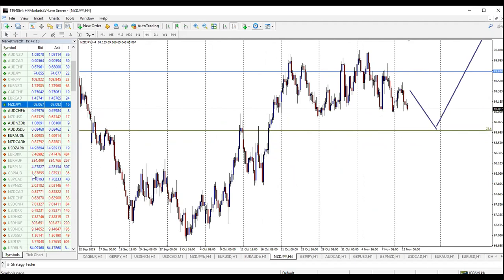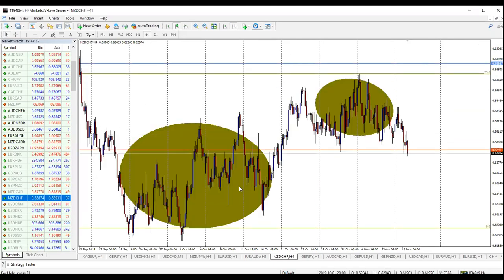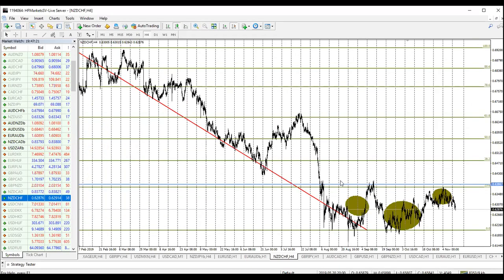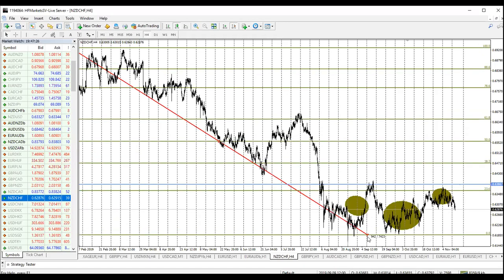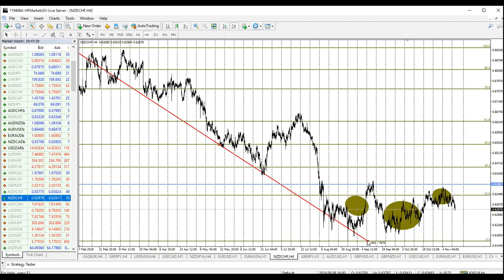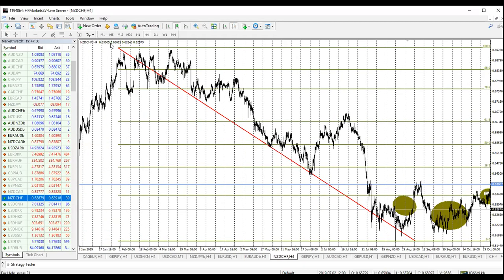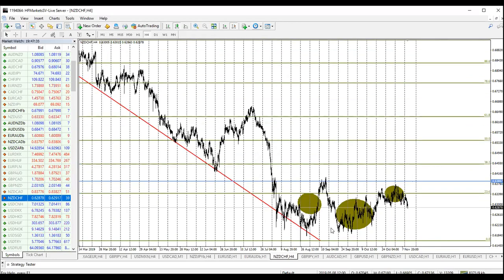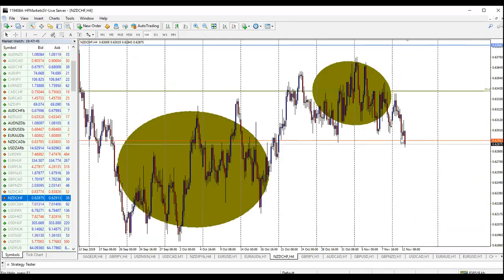All right, let's take a look at another one, guys. Maybe take a look at NZD Swiss franc. Okay, looking at NZD Swiss franc, guys, you see a very clear W pattern there. Just like that, a very clear W pattern there. And do you see now we have this NZD Swiss franc there.